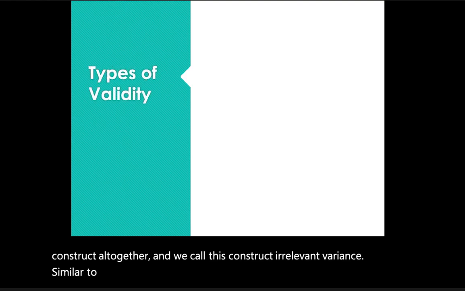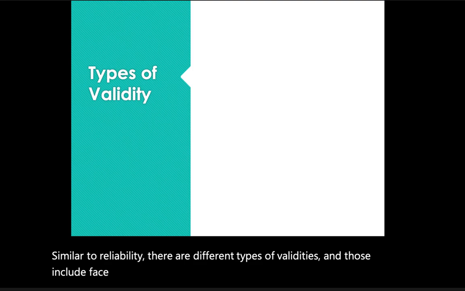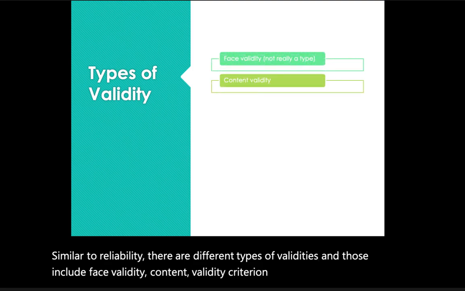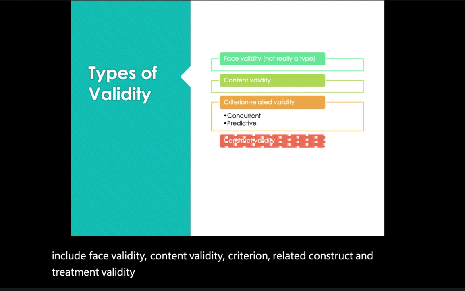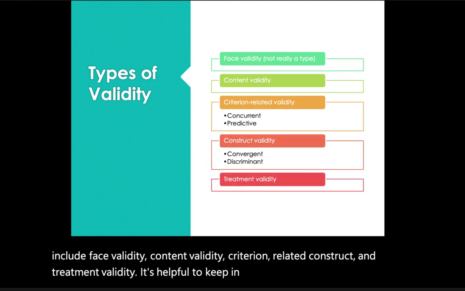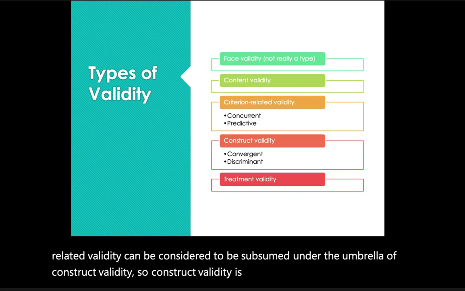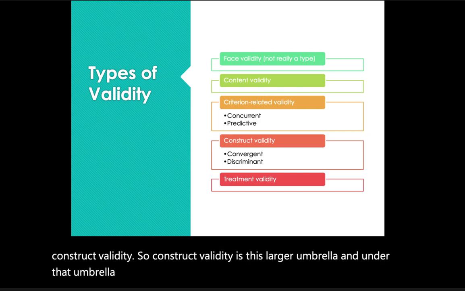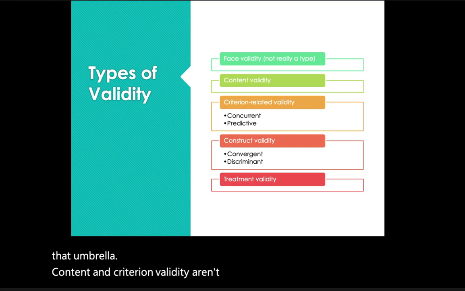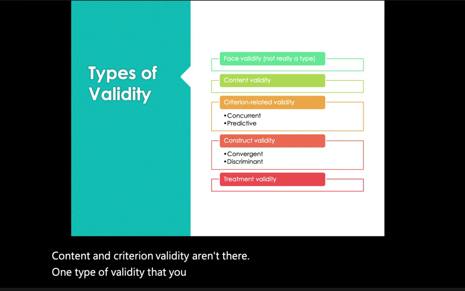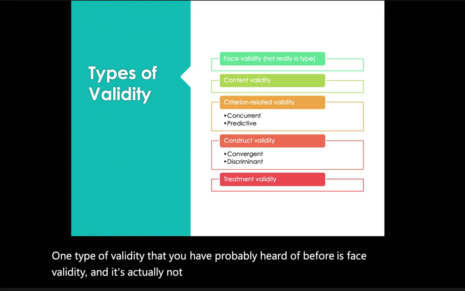Similar to reliability, there are different types of validities. And those include face validity, content validity, criterion related, construct, and treatment validity. It's helpful to keep in mind that content and criterion related validity can be considered to be subsumed under the umbrella of construct validity. So construct validity is this larger umbrella, and under that umbrella, content and criterion validity are there. One type of validity that you have probably heard of before is face validity, and it's actually not considered a real type of validity.